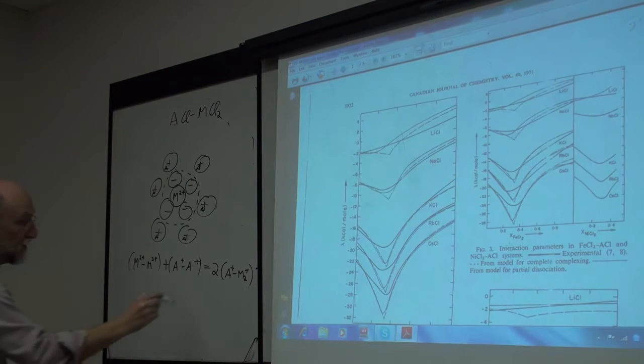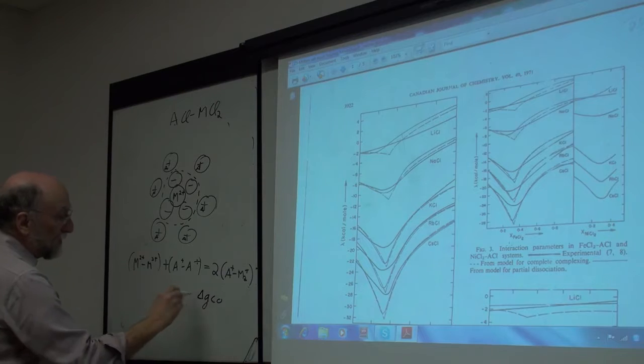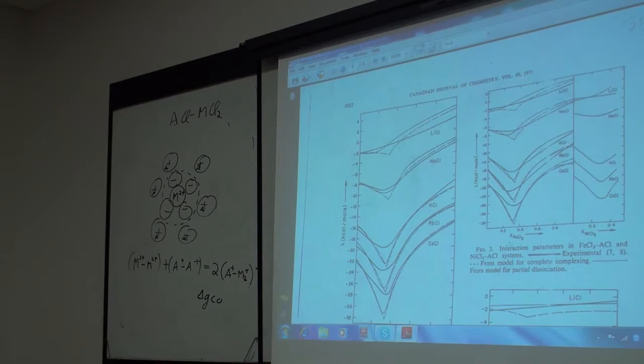And if the delta G of this reaction is strongly negative, then it's shifted to the right, which means that the M's are surrounded in their second coordination shell principally by A's. That's equivalent to talking about a complex anion, although we never explicitly talk about complex anions. But it comes out the same mathematically. If delta G is quite negative, it comes out to be pretty much the same thing.